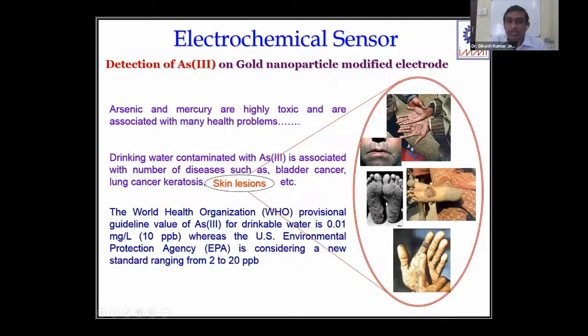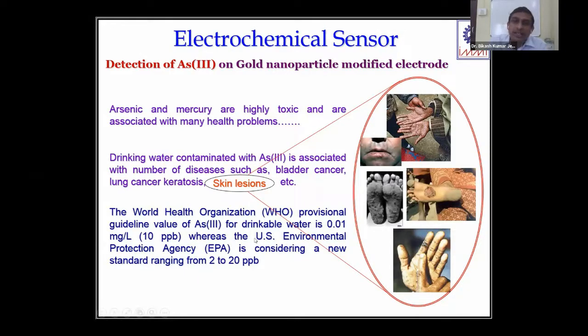You can see there are a lot of roots in their palm and their foot. That's called skin lesions. So that's why this arsenic is highly deadly in nature, because it's highly toxic. But this is a slow poisoning. It will not kill all of a sudden, but after 10 years, it will cause cancer and skin lesions, and then the person will die.